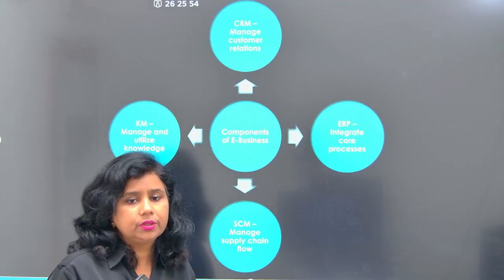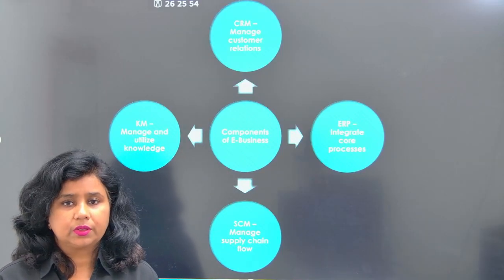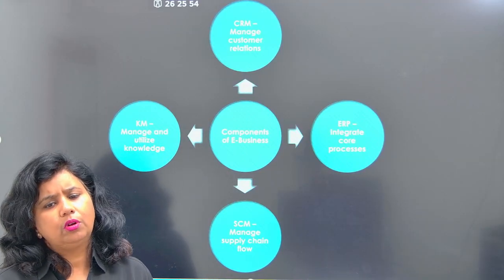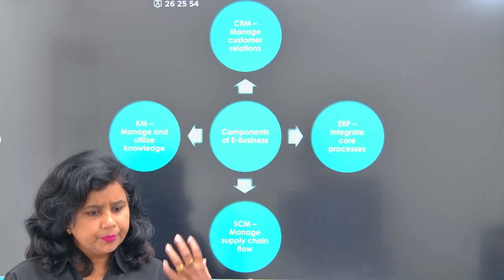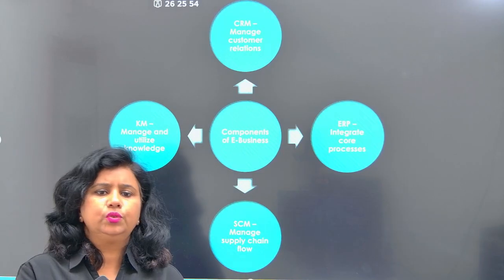The third component is supply chain management. There are very few or almost no businesses where everything can be produced in one place and can be consumed in one place.